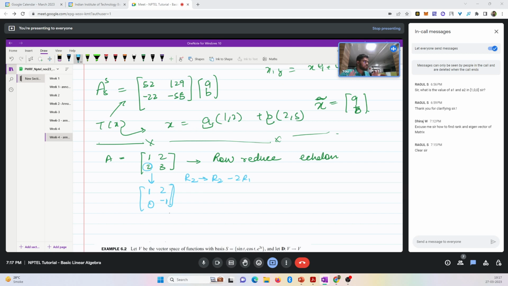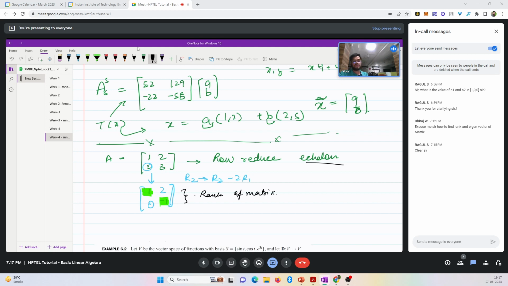So after you have obtained your row echelon form, the number of non-zero rows that you have in your row echelon form, so we have 2 non-zero rows over here, that is what is called the rank of your matrix. Okay. So first of all, you will row reduce to echelon form, and then you will count how many non-zero rows are there. That is the rank of a matrix.